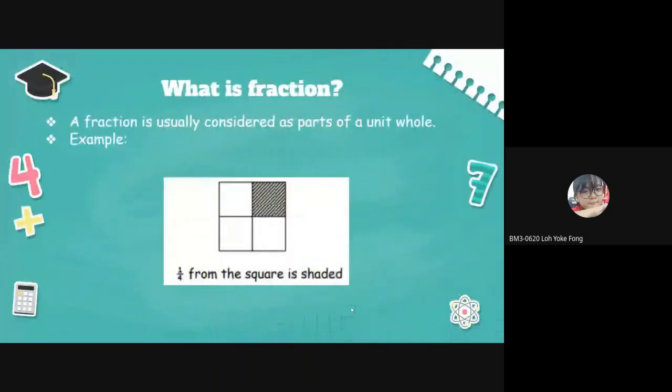So, what is a fraction? A fraction is usually considered as part of a unit whole. For example, we can see there is a square divided into 4 equal parts, and one of the parts is shaded, so it means 1/4.